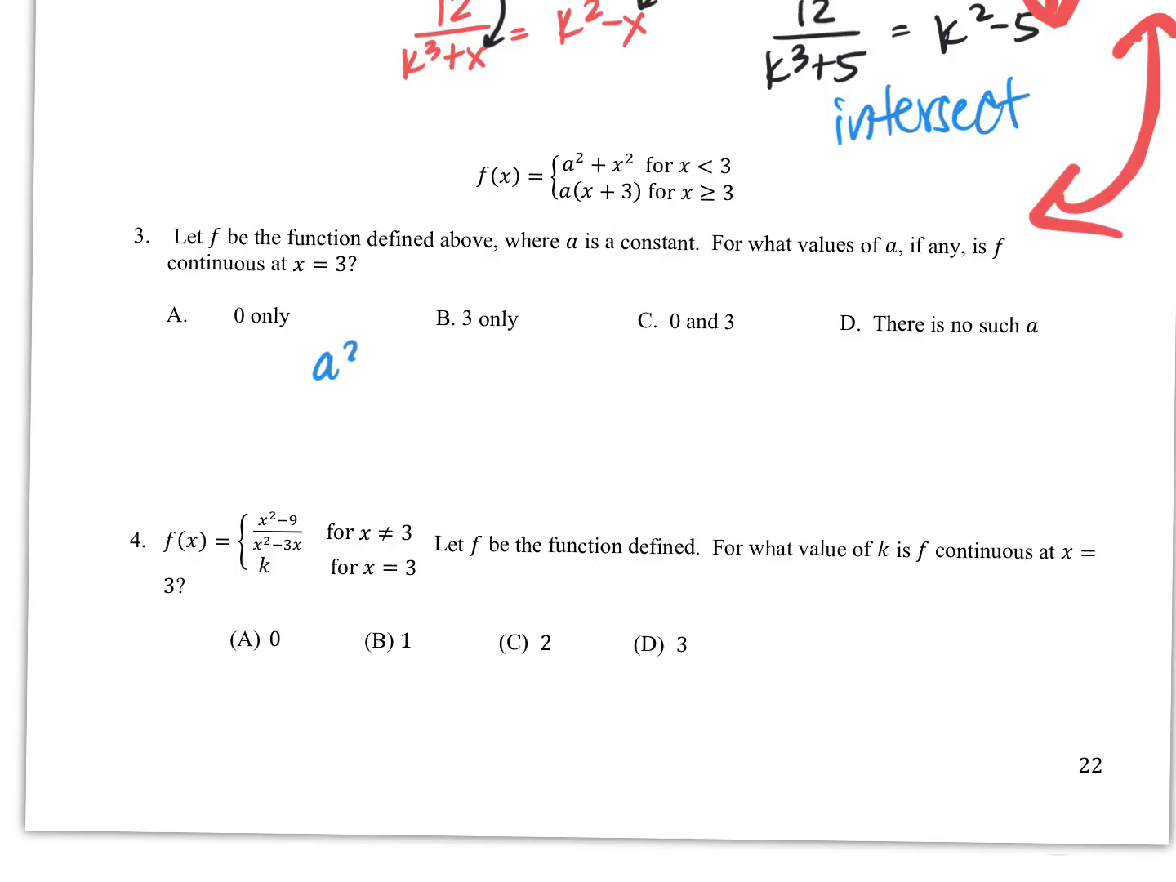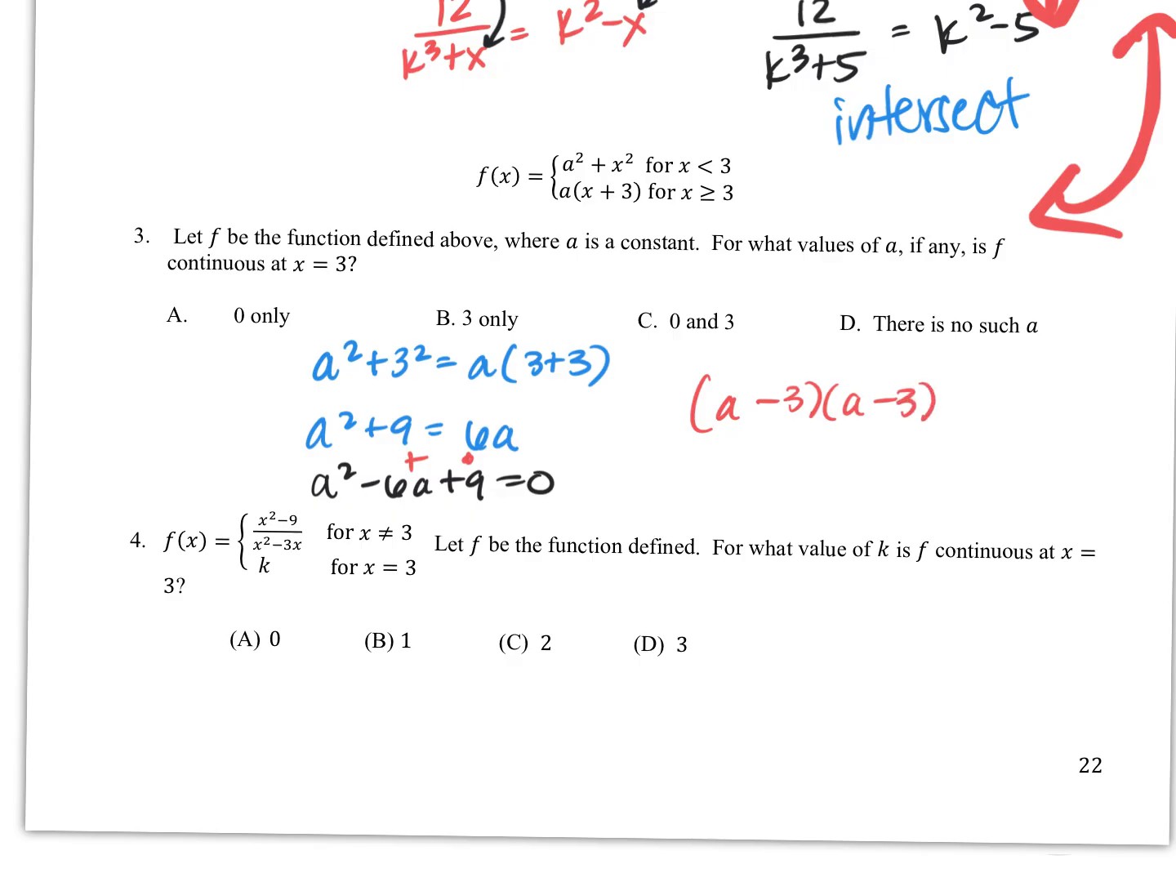You guys, we're going to say when is a squared plus 3 squared equal to a times 3 plus 3? Or maybe people just write a squared plus 9 equal to a times 6. We're plugging in a 3 for our x value. This one's, ew, I wish we had a calculator. Why? This is a quadratic, my bad, it's not cubic. Since I've got the squared, now we got to factor. What multiplies to be 9 and adds to be negative 6? Negative 3 and negative 3. A is 3. Boom.